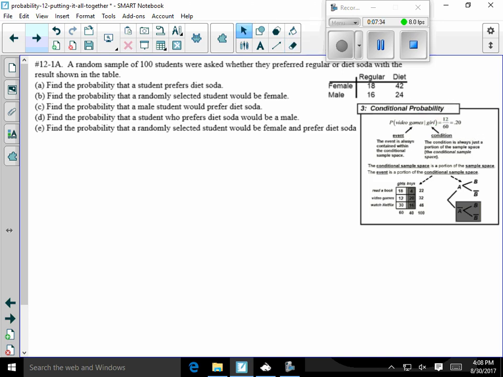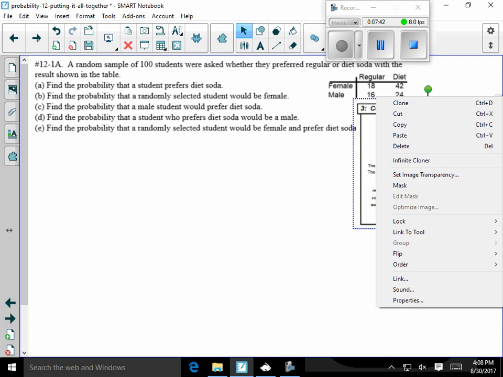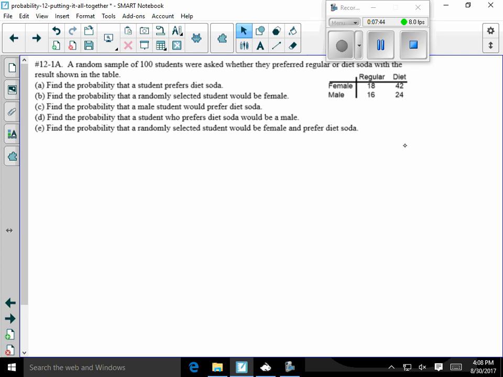All right, let's take these each at a time, and I'm going to get rid of this thing right here so it's out of the way. And we've got this table. So the first thing we should do is go ahead and add up all the rows and columns. So we ended up having a total of 60 females and 40 males. There was a total of 34 regular drinkers and 66 diet drinkers for a total of 100. So if you're given a table, then we're just going to use the table directly as much as possible.